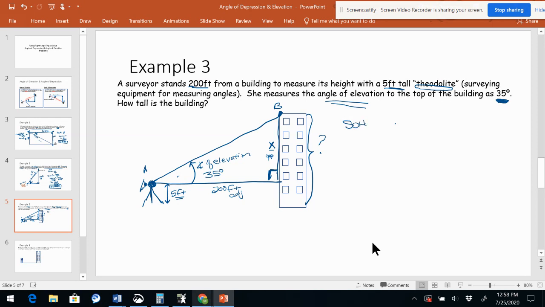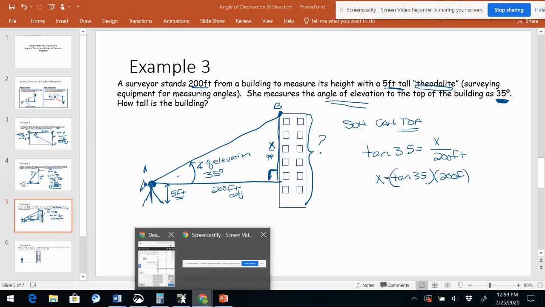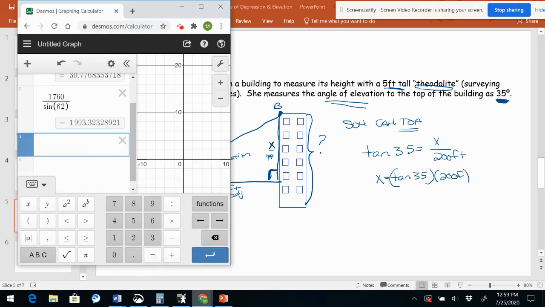So looking at my trig functions, SOHCAHTOA, opposite and adjacent is going to be tangent. So tangent of 35 equals my opposite side X divided by my adjacent 200 feet. I'm going to go ahead and solve for X. I get X equals tangent of 35 times 200. I'm going to go ahead and use my graphing calculator to calculate that.